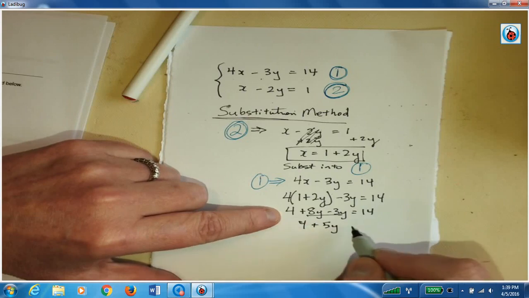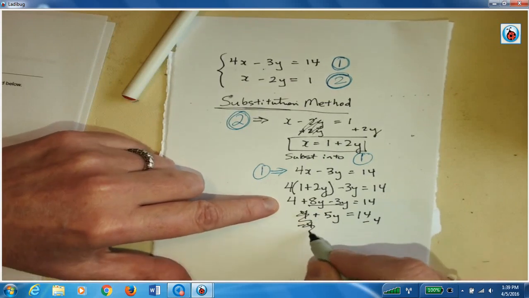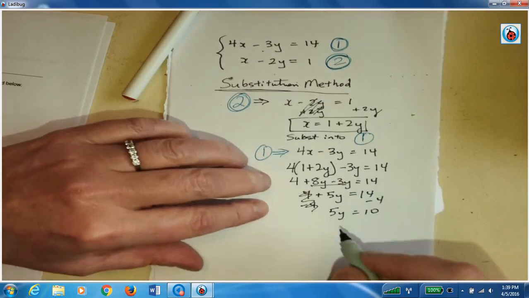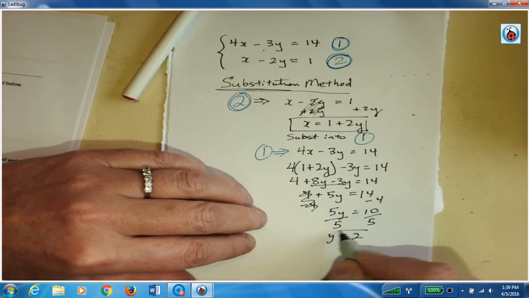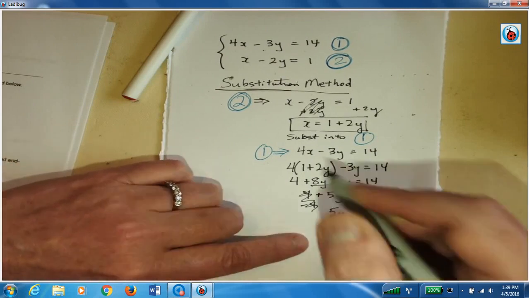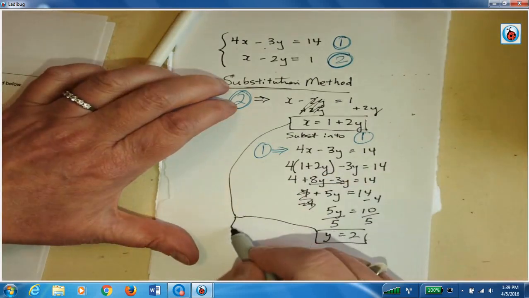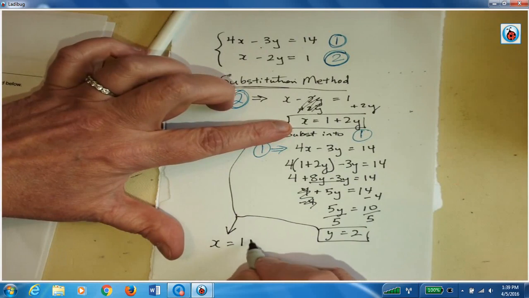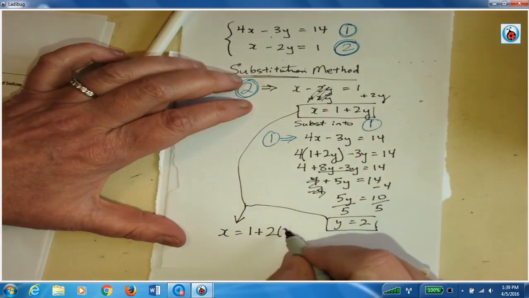And I'll have 5y there. And then I'm going to subtract 4 from both sides. And then to solve this for y, I'll divide both sides by 5. So I've got y. And now if I put these two boxes together, I have x equals 1 plus 2 times y, but I found that y is 2.